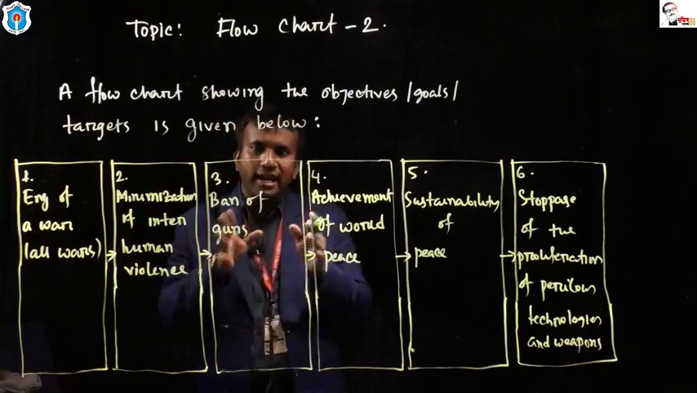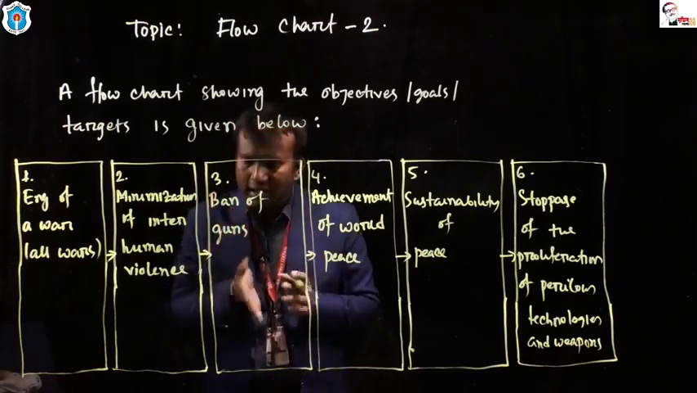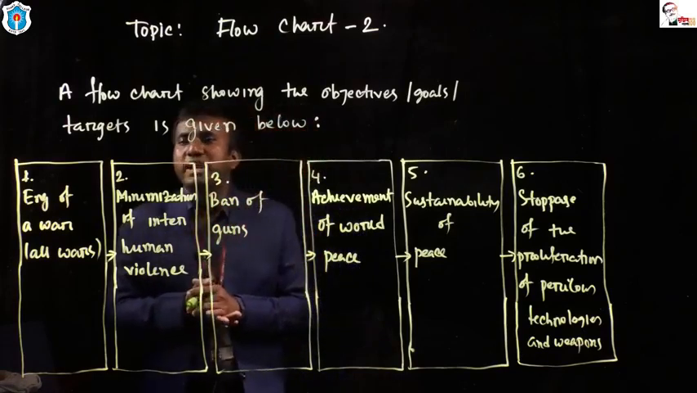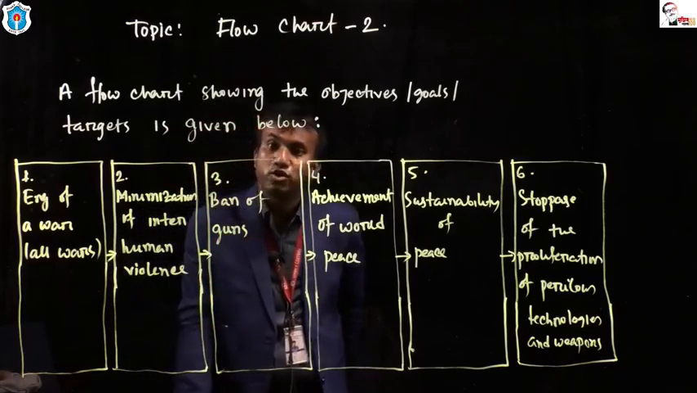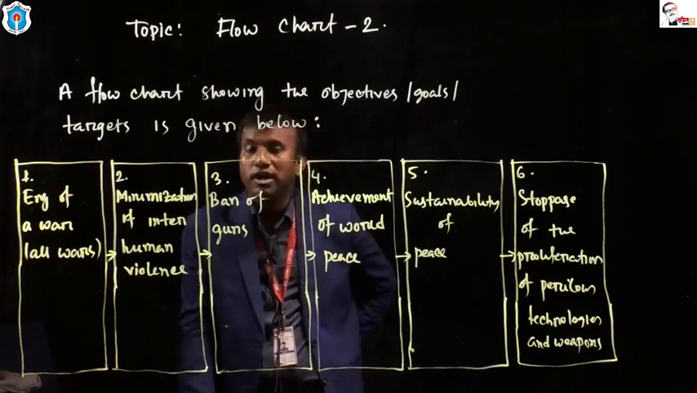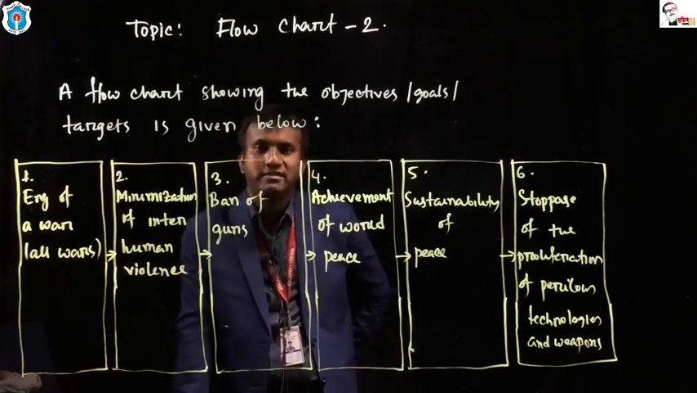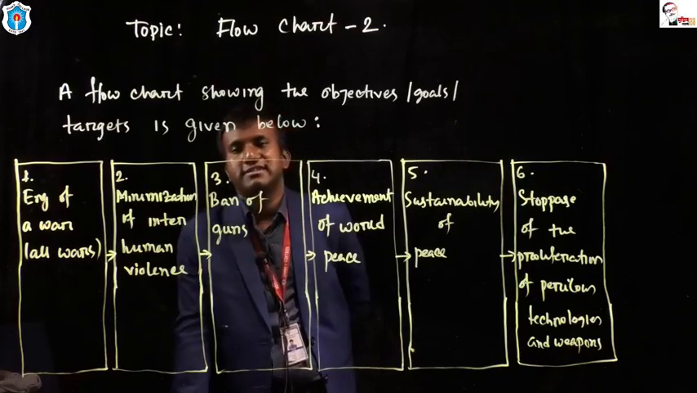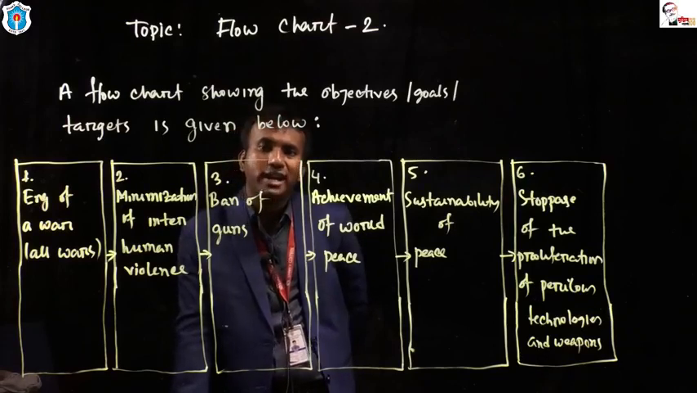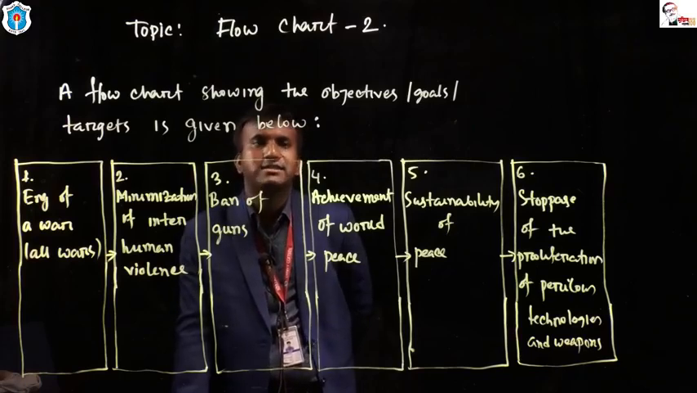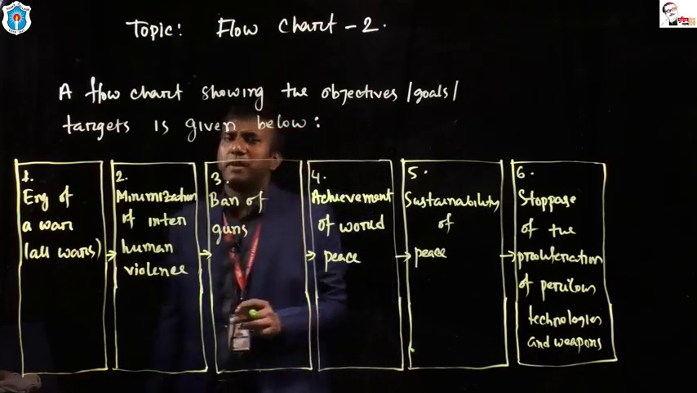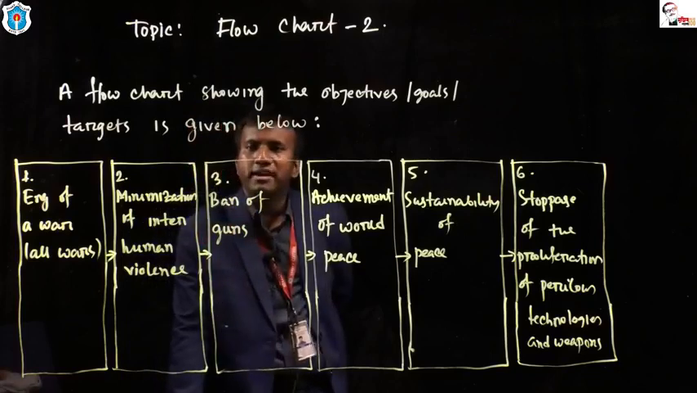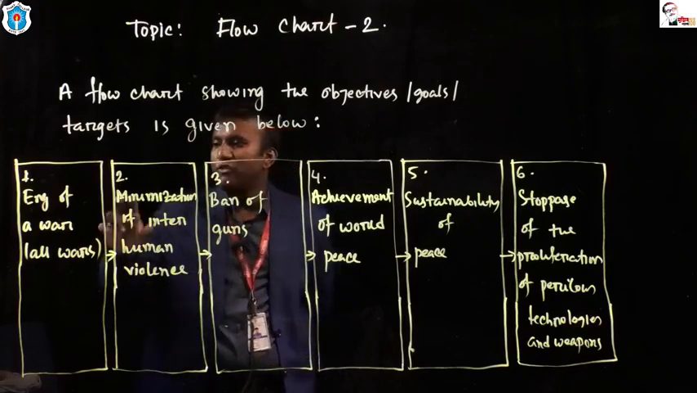If any student writes any answer depending on a certain sentence, he or she will get a big zero for that. That's why you are not allowed to use any kind of sentence. Rather, you should write phrases. And what kind of phrase you should follow will be determined by the subject matter of the flowchart. The objectives or goals or targets of peace movement should be dependent on noun phrase. That's why I have written noun phrase.